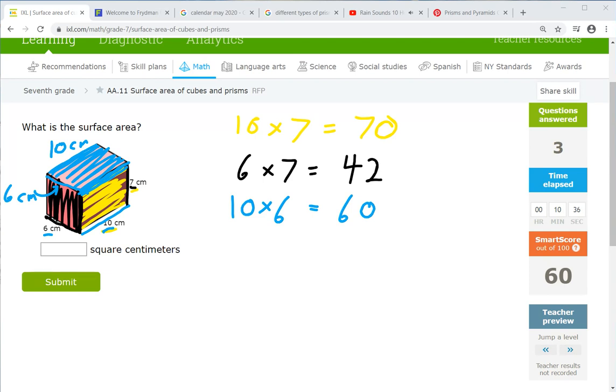And now what we can do is we can go ahead and just add all these up. And that's going to give us 172. Right? And that would be 172 square centimeters. These were all square centimeters. Okay, but 172 square centimeters is not the answer. Why is it not the answer? Because we only did 3 sides here. 1, 2, 3. But a prism has 6 sides.